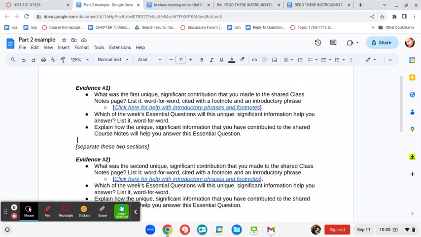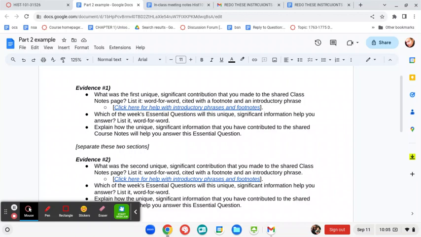In part 1, you added 2 sentences from your lecture notes that you took in class to the shared class notes page. Part 2 of the assignment is basically, why do these notes matter? I want you to explain to me your thinking. How do these notes that you added to the course notes page help to answer the essential question? I want to hear from you why they are significant.